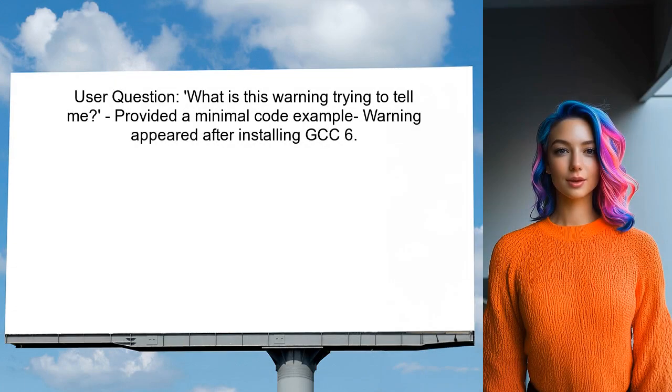Let's dive into the specific question at hand. One user recently asked, "What is this warning trying to tell me?" They provided a minimal example of their code and mentioned that the warning started appearing after installing GCC 6. Sound familiar? Let's explore this together.